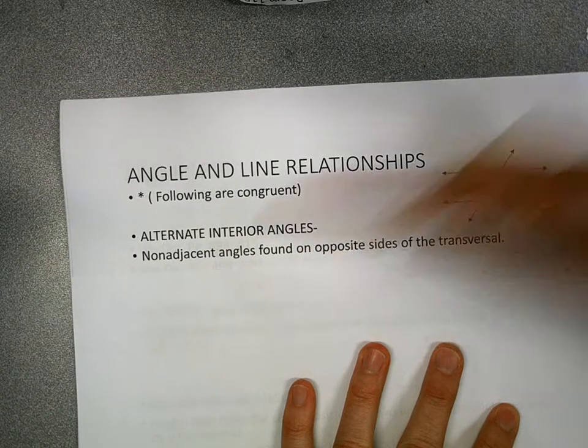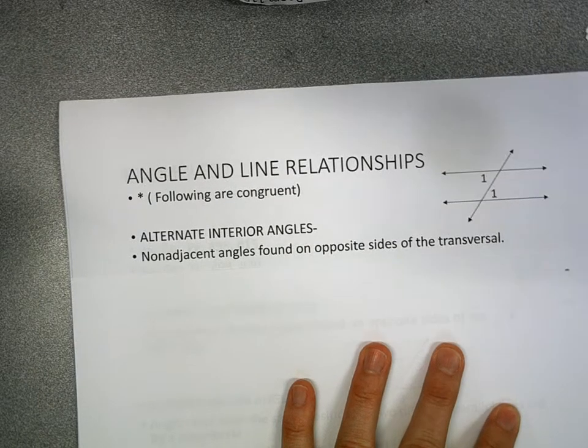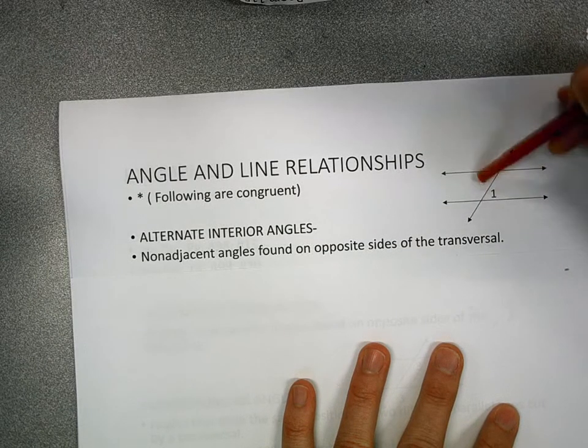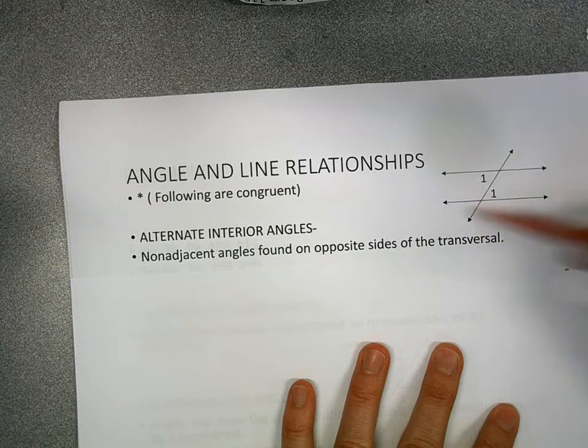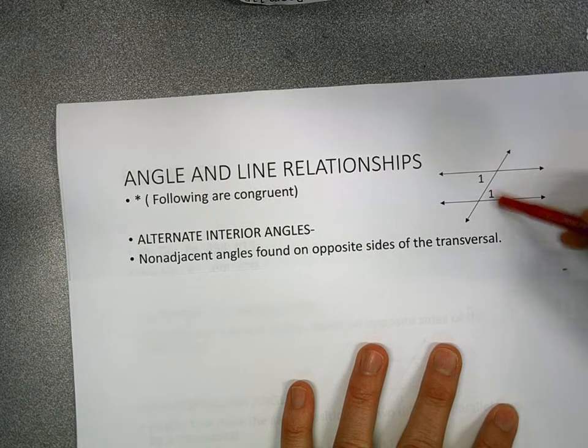Now, interior means, of course, you have your two parallel lines. Your interior angles are inside of the parallel lines. That's what it means by interior angles. So alternate means on the opposite side instead of next to each other, and interior means inside of the parallel lines. Okay, and those are, of course, again, congruent.